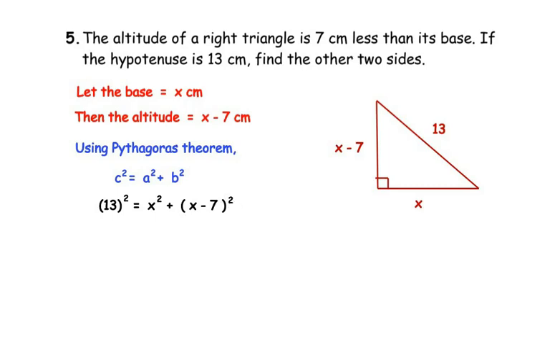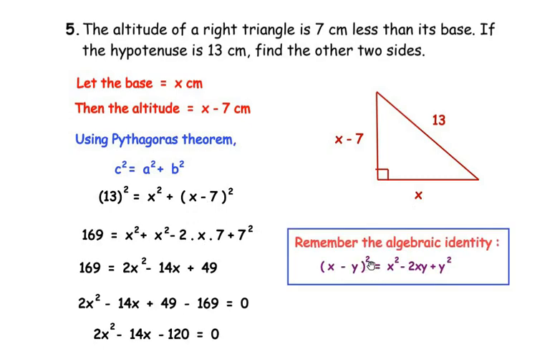Now to proceed, we have to expand this bracket, and to do that we have to make use of an algebraic identity, which is x minus y the whole square. Now this identity expands as x square minus 2xy plus y square. Now here in place of x we are going to take x, and in place of y we are going to take 7. So expanding this equation we get 13 square, which is 169, is equal to x square plus x square minus 2 times x times 7 plus 7 square.